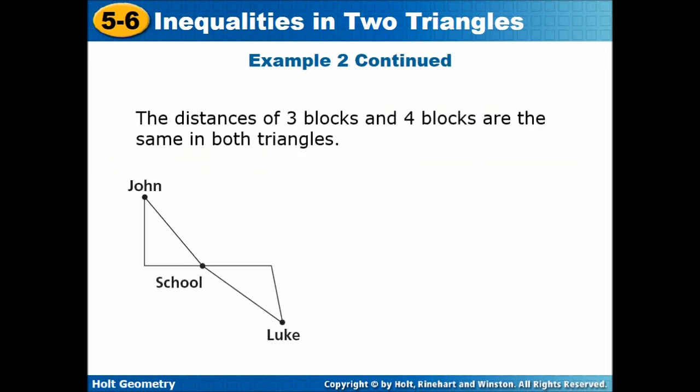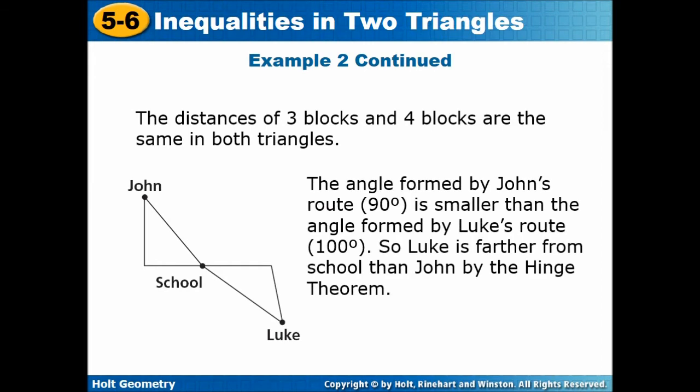The distances of 3 blocks and 4 blocks are the same in both triangles. The angle formed by John's route, which is 90 degrees, is smaller than the angle formed by Luke's route, which is 100 degrees. So Luke is farther from school than John by the hinge theorem. So again, you're just looking at the angles and you say, oh man, okay, then the distance between John and school has got to be less than the distance between Luke and school, simply because of the measurements of the angles. Very simple.